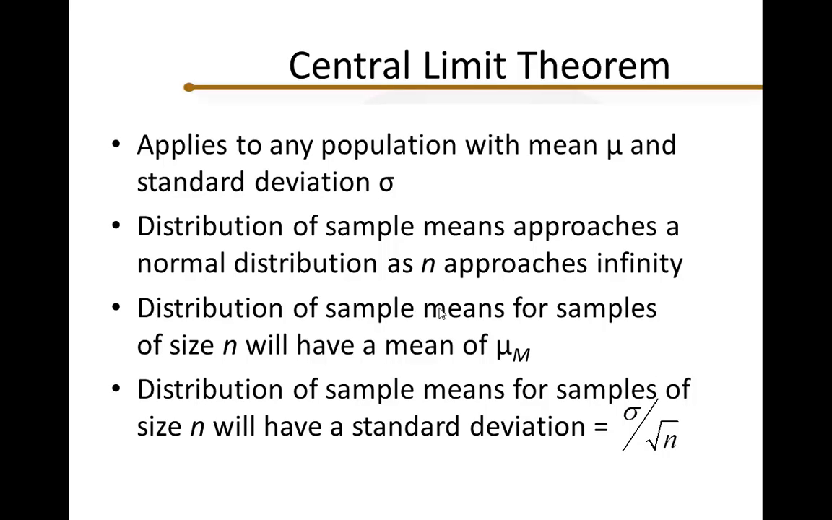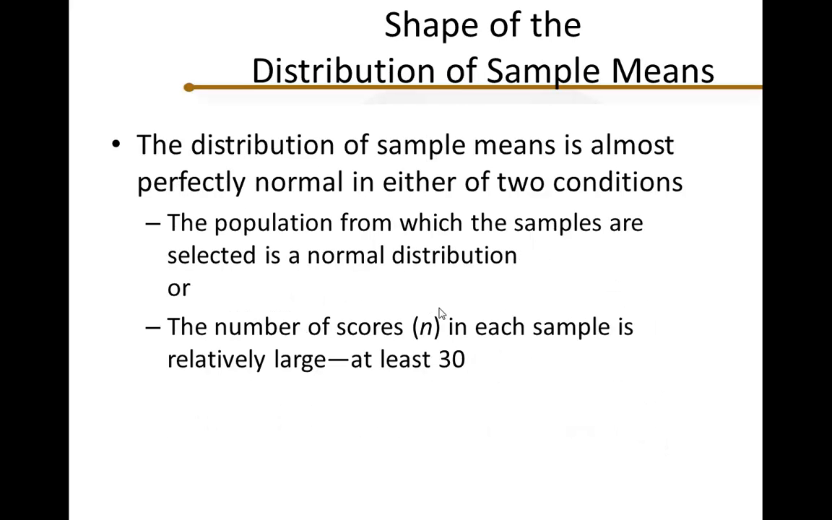Now, in a nutshell, what this means is that the more times you sample a distribution, the more likely you are to get a true feel for what the population is. And the larger your n, the more people you pull in, the more likely you're going to get your true mean. So the distribution of sample means is almost perfectly normal, we find, if there are two conditions.